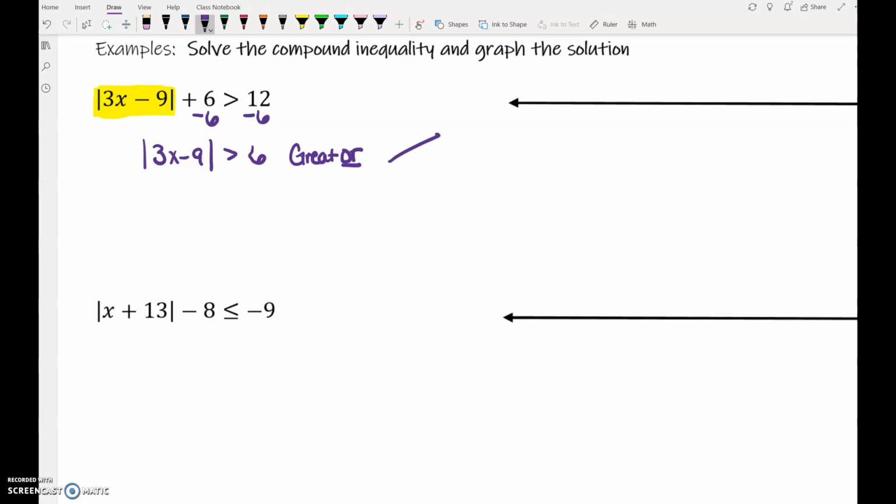So our first inequality is 3x minus 9 is greater than 6, exactly as it was, or 3x minus 9 is less than negative 6. The general feeling of my class is that once we get it to this point, solving both of them and graphing them is a-okay. If you are struggling with that, please let me know during work time or during Wildcat Hour. I will help you with that step. But right now, let's practice.